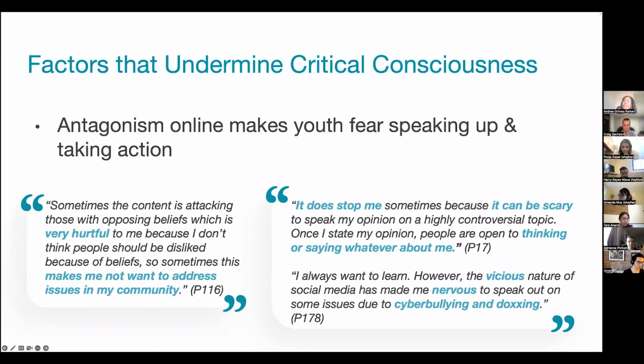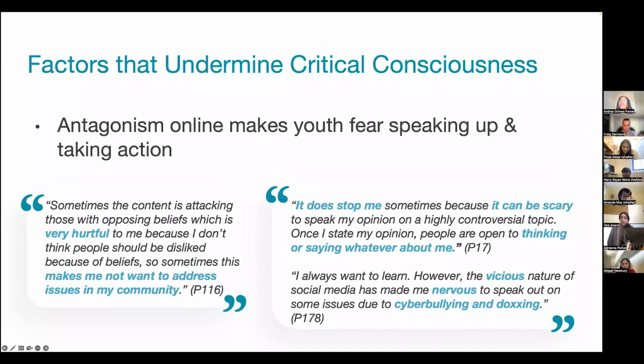For example, several participants described how online discourse about socio-political issues is often judgmental and antagonistic, and that this makes them fear speaking up and taking action. For example, P116 said, sometimes the content is attacking those with opposing beliefs, which is very hurtful to me because I don't think people should be disliked because of their beliefs. So sometimes this makes me not want to address issues in my community.